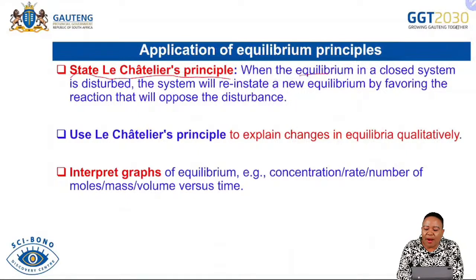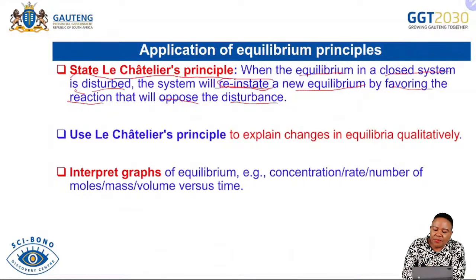It says when equilibrium in a closed system is disturbed, the system will reinstate a new equilibrium by favoring the reaction that opposes the disturbance. So it means when you have reached equilibrium and you are changing temperature, or concentration, or pressure, because those are the three factors that affect equilibrium, the system now will oppose that change, definitely by doing what? By favoring the side that will oppose the change. So a new equilibrium will be reinstated. But the only way for the system to do that is by favoring the reaction that opposes the disturbance.